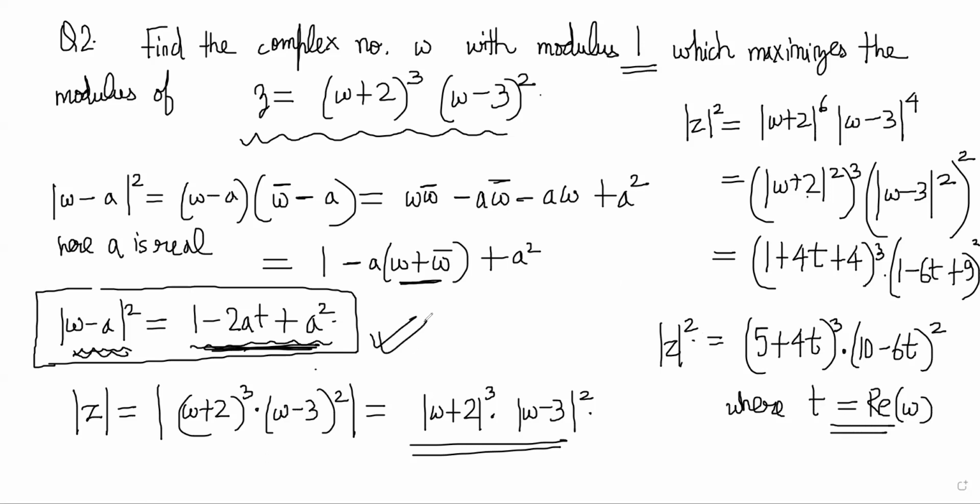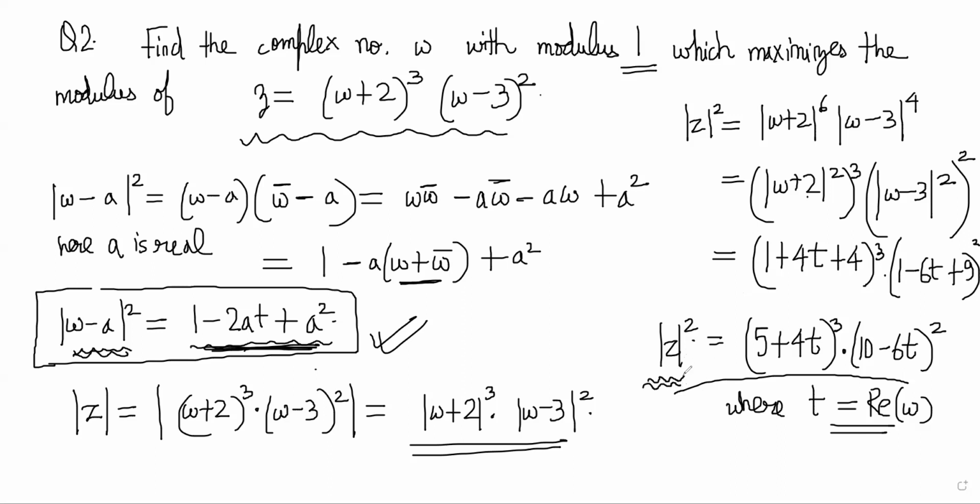Try to understand, we are applying this result here. A was minus 2 and then a was 3. That's how I'm getting this, right? 10 minus 6t, is it coming? 2 into 3, 6t, right? Correct. Fine. We have to maximize this value, right?